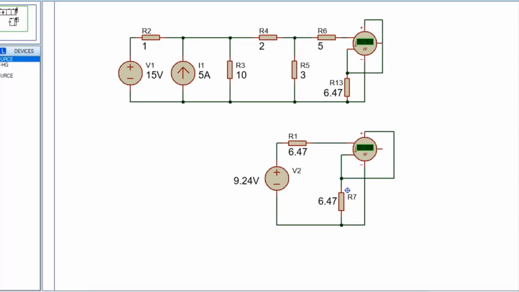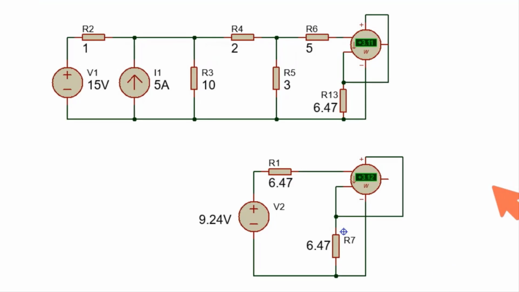Now running the simulation. See here, the main circuit is showing power at load is 3.29 watt. In the equivalent circuit, power is showing 3.30 watt, which is very near to 3.29 watt. So my calculation is perfect.